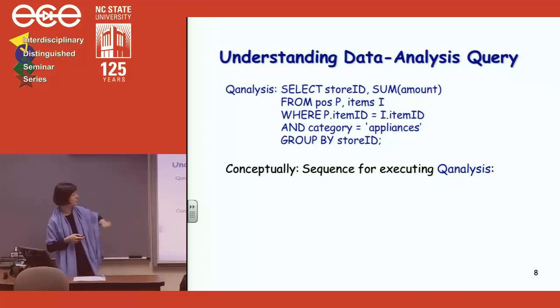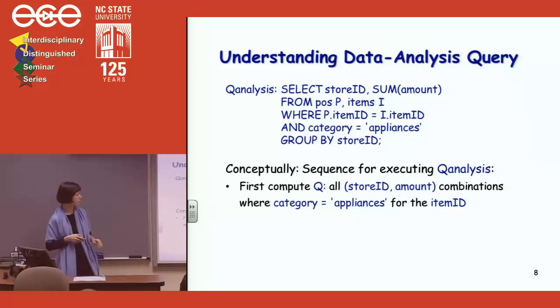So this is the same data analysis query. Let's look into what it involves to execute this query. What is the sequence for executing this query? So first, you compute a query queue, and we will be working with the query queue as a running example. So we want to get all combinations of store ID and amount. What is quanalysis? This is my name for this query. Okay, so I'll be referring to this query, and that's what the data analyst had in her mind. So that's the same query.